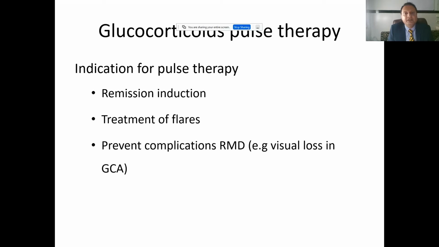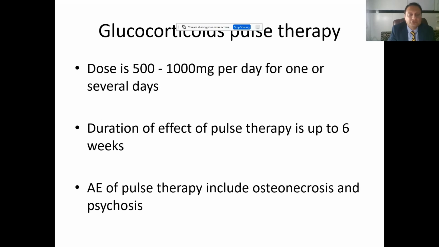There is quite a bit of importance of pulse therapy because when we start our patients on different immunosuppressives, we need an immediate effect, and that can only be achieved through pulse therapy of glucocorticoids rather than waiting for rituximab or cyclophosphamide or other immunosuppressives to show their beneficial effects. So the dose of pulse therapy usually varies from 500 to 1000 milligrams per day for 1 to several days.